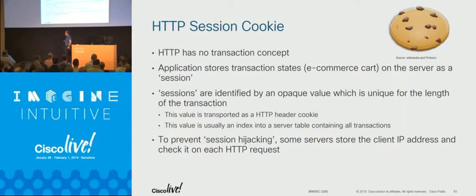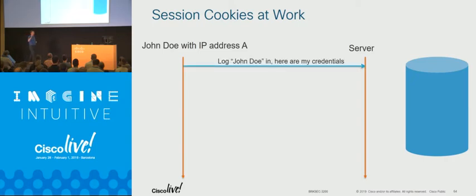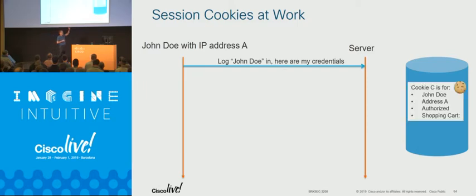Session cookies. You remember, in HTTP, there is no real transaction system, so we use cookies. So how does it work? Quick refresh. We have John Doe with an IP address A. We have a server and the database of the server. First login screen, hey, I am John Doe, my password is XYZ. The server creates a cookie, that's just a random number, associated in a database, if the credential, the password, is correct, with the username, whether it has been authenticated, yes, and a shopping cart.